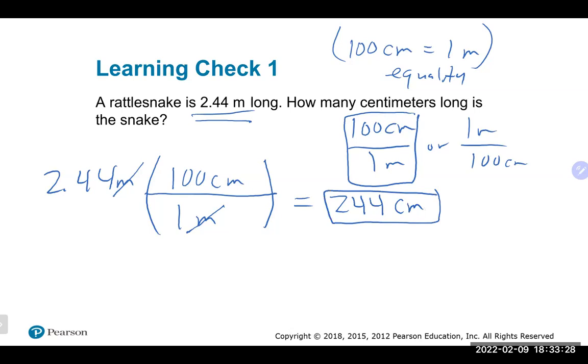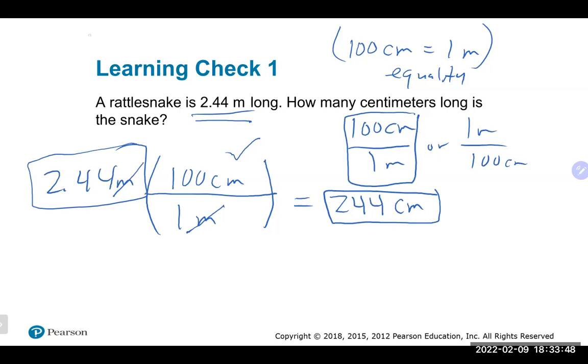Is that the right number of significant figures? It actually is in this case. This is a metric to metric one, which means we don't have to worry about it. That means the only number that we got going on there is 2.44 meters, which is 3 significant figures. And we should end up with 3 significant figures.